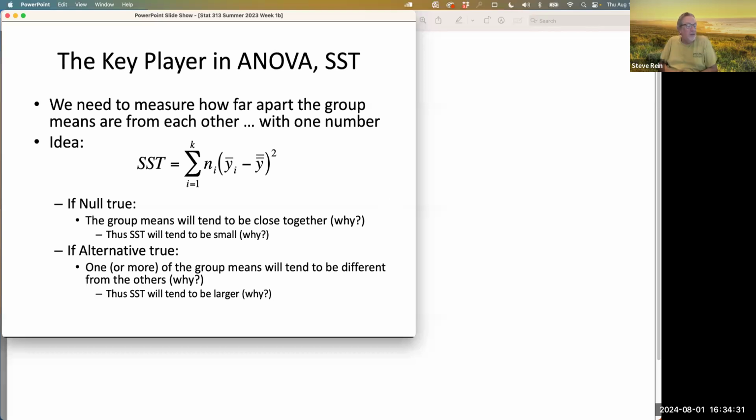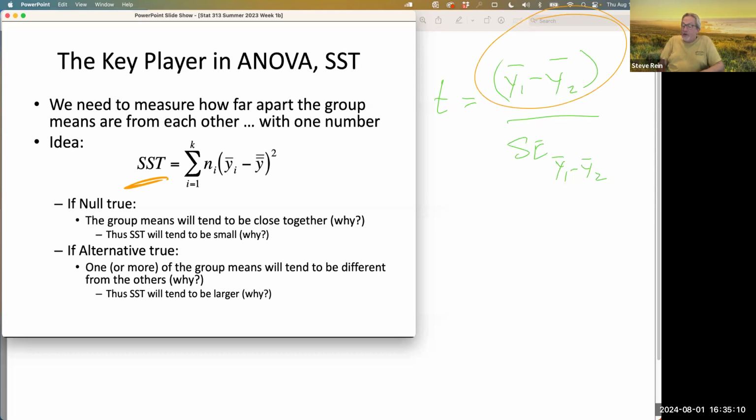So let's dive in on the key player in analysis of variance. Every test statistic has a part which is the central part of the test statistic. In the t-test, you remember y bar 1 minus y bar 2 in the numerator, over the standard error for y bar 1 minus y bar 2. The key player there really was just the numerator. It measured how different the group means were from each other. Our friend SST in analysis of variance, in ANOVA, does the exact same thing.